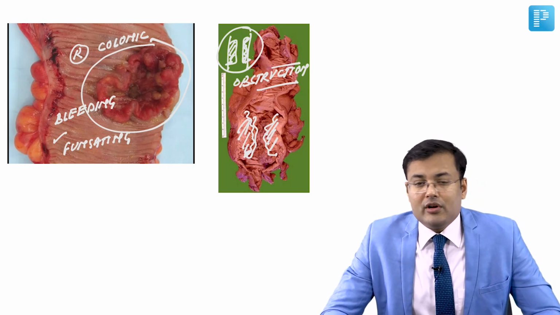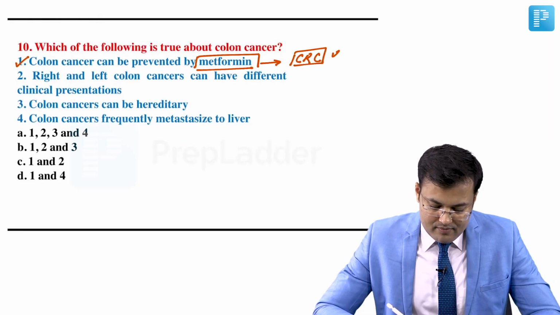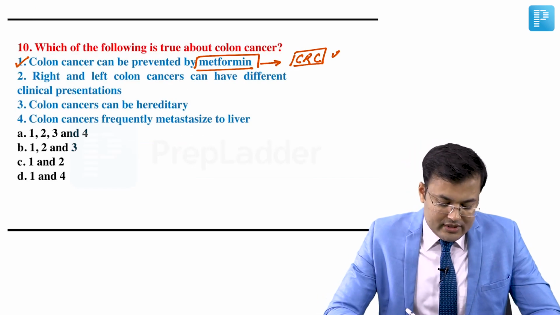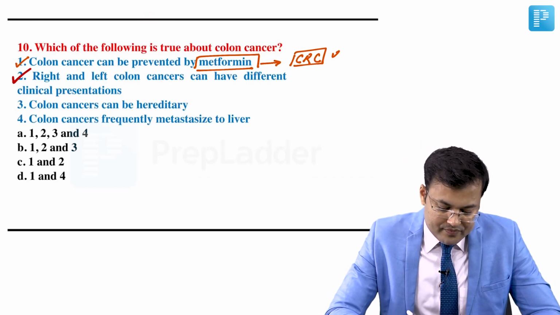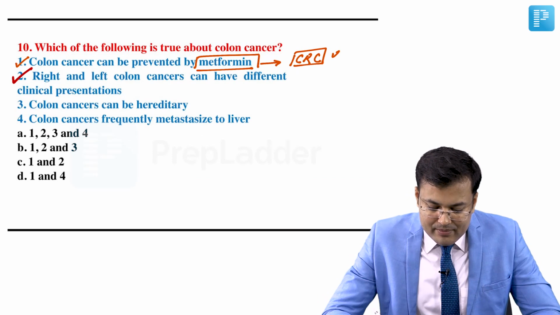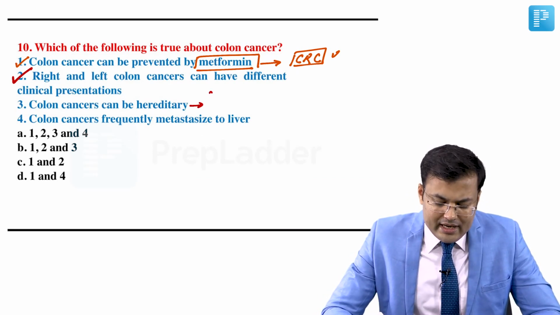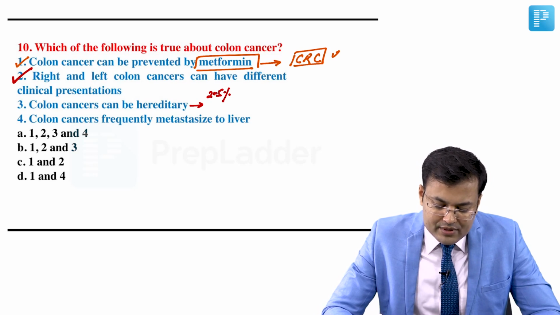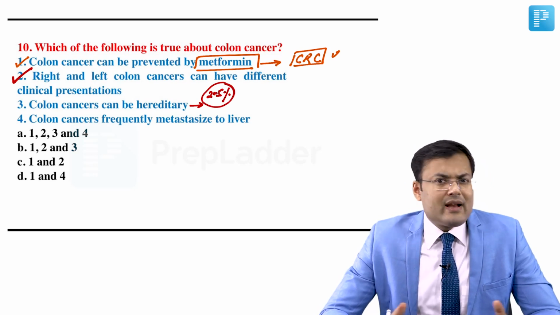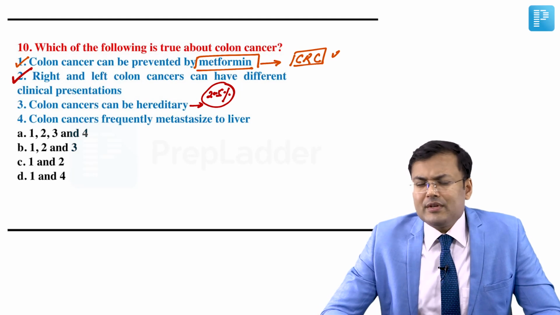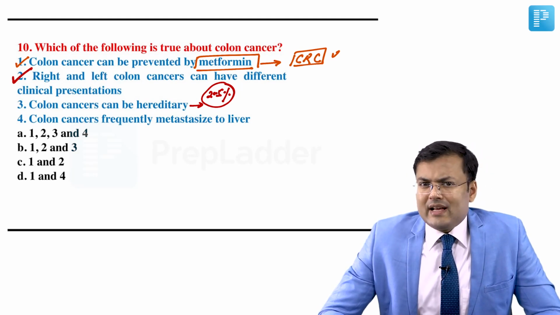Obstruction is more common on the left side. Now see the question again. So this option is also correct. Colon cancer can be hereditary. On average, 2 to 5% of patients are hereditary. 2% to 5% of colon cancer is hereditary.